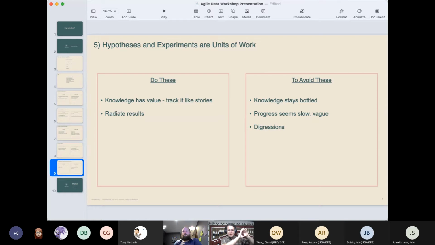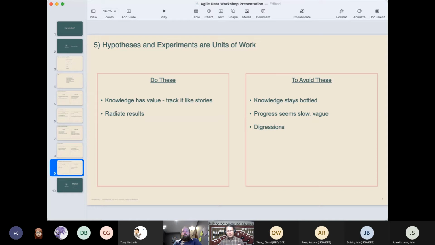And so you have this, it's almost like you're doing a scientific study, right? You're doing like exploratory science. You're building hypotheses, you're testing them, you're observing the results, and then you're forming another hypothesis. And that has value. That has real value. So you want to radiate those results out to the organization. You don't want that knowledge to stay bottled. Why? Because somebody else is going to trip over the same log a year or two from now, right?